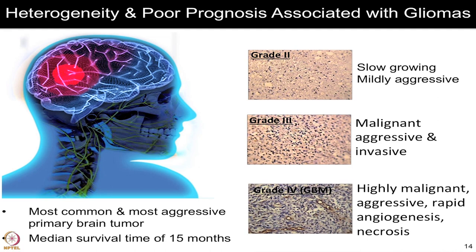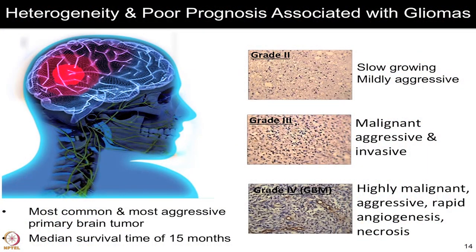And ideally, we have patients with low grade tumors or high grade tumors. The low grade gliomas, grade 1 and 2, are slow growing and mild in nature, not as aggressive as you will see in the higher grades. But as the disease progresses to grade 3 and grade 4, you start seeing very malignant, aggressive and invasive behavior. And then eventually the glioblastoma multiforme, or grade 4, is highly malignant, the most aggressive and most deadly brain tumor, which also shows rapid angiogenesis, necrosis, etc. The median survival of these patients is very short, sometimes a year or 15 months.